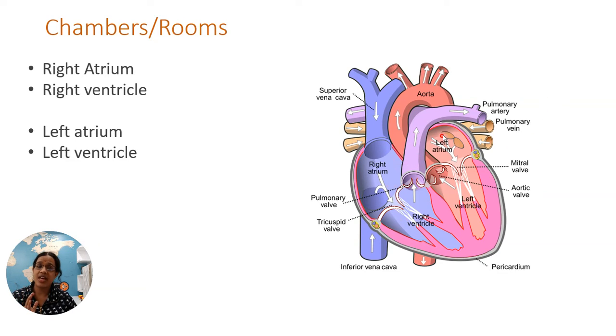Now, on the left side, we have all the oxygenated blood. This is all collected from the lungs through the pulmonary vein, and such pure blood enters the aorta and it is supplied to all the body parts.